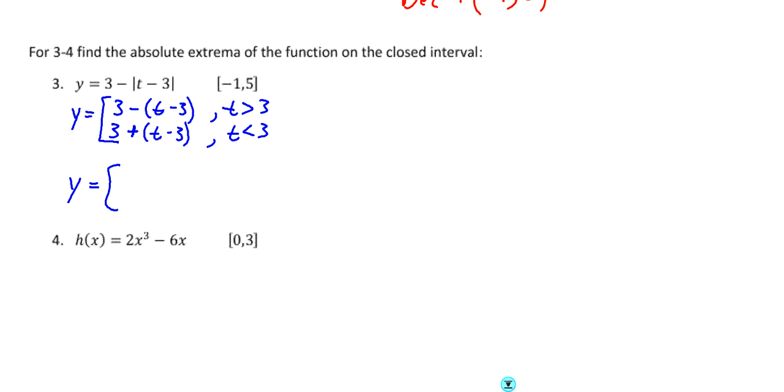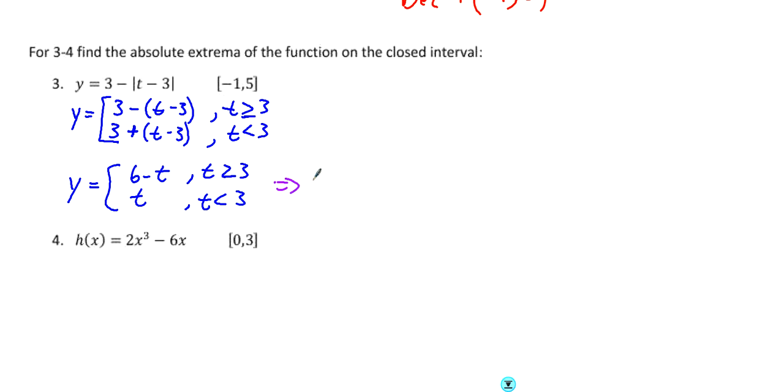So let's rewrite. When I rewrite the top one, I get 6 minus t, and the bottom one is just going to be t, and this is when t is greater than 3, and this one's going to be when t is less than 3. And I'll make that one equal to, just whatever.